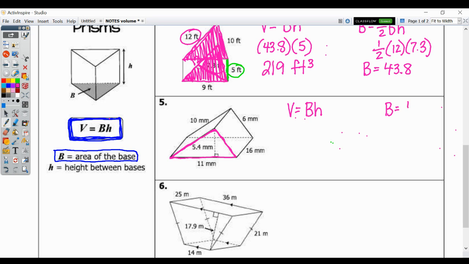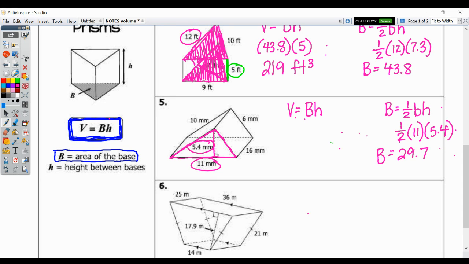Area of a triangle is 1/2 times base times height. I'm going to bring down my 1/2. The base of this triangle is 11. And the height of this triangle from the bottom to the top tip point is going to be 5.4. If you type in your calculator 0.5 times 11 times 5.4, you get 29.7. So that means that my capital B is going to be 29.7.